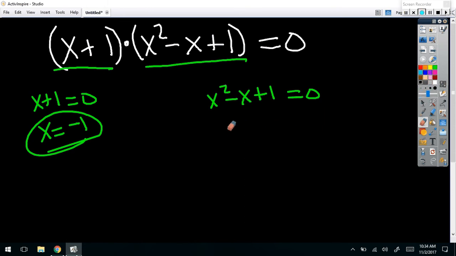Now, we're going to run into a problem when we do that, and I intentionally set this problem up like that. What multiplies to 1x squared but adds to negative 1x? That's what I'm talking about. Adds to 0.